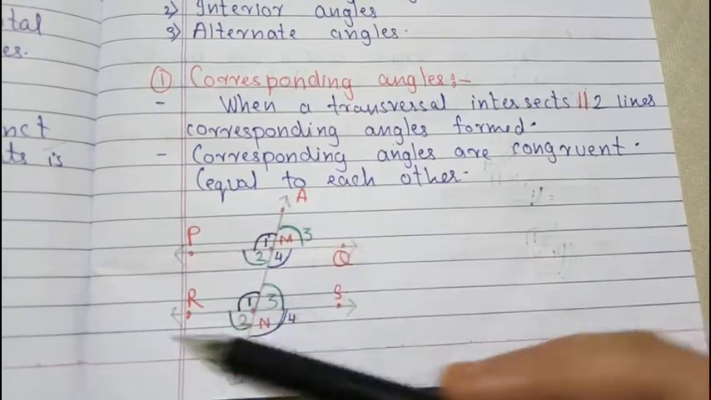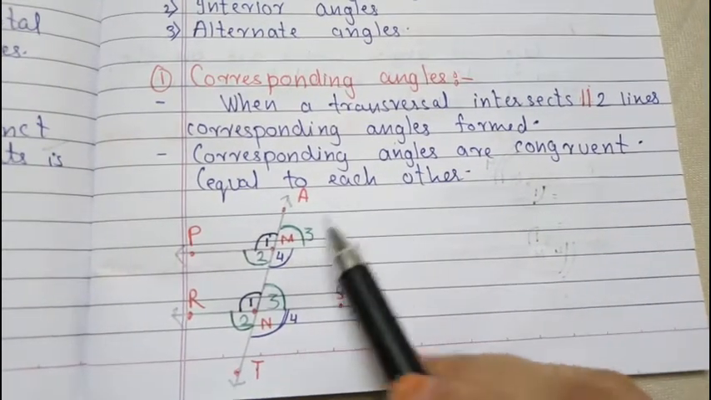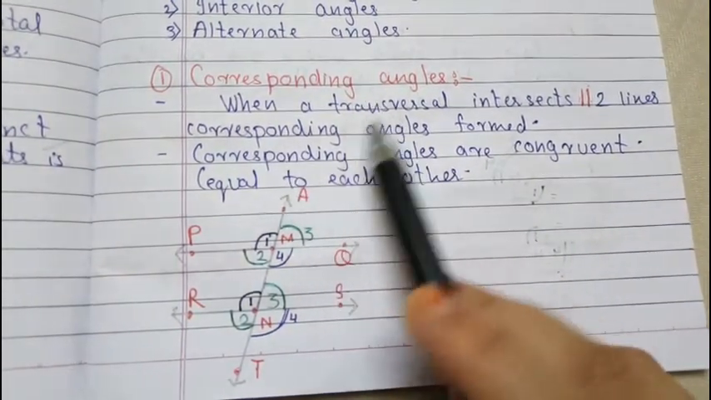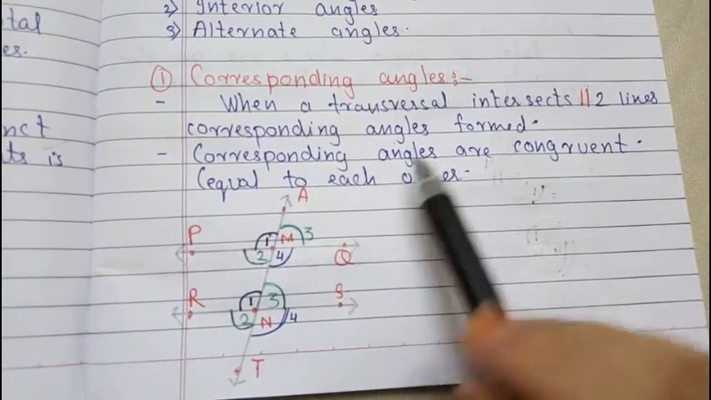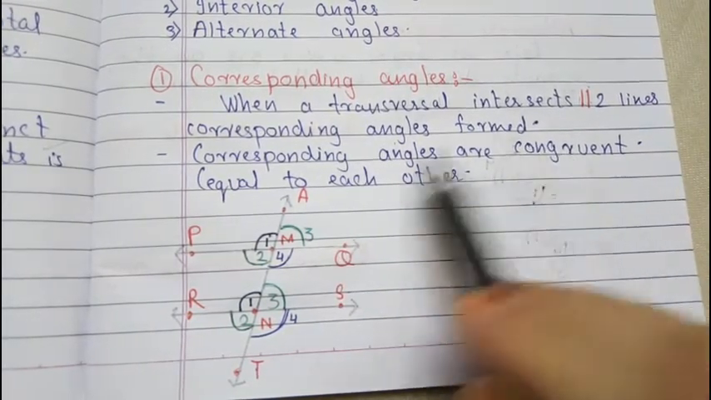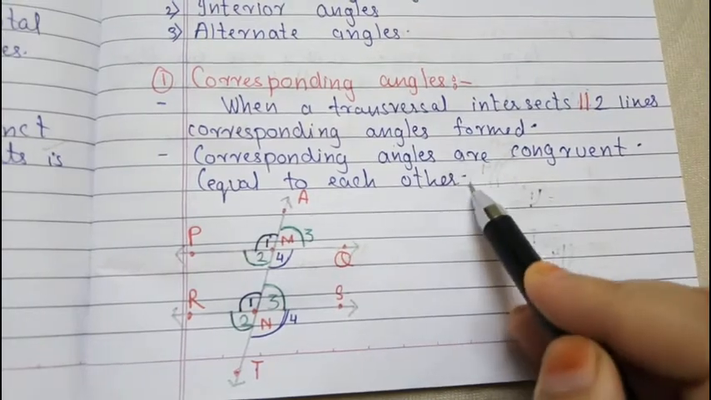Okay, and these are the parallel lines. So the angles formed are corresponding angles, and corresponding angles are always congruent. Congruent means equal to each other. They are always equal to each other.